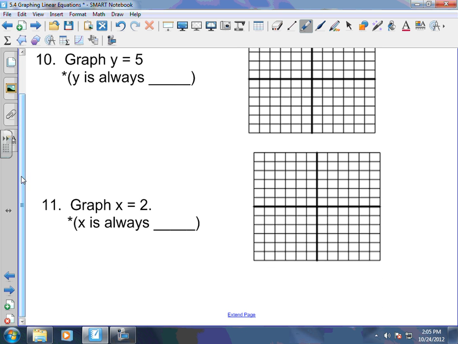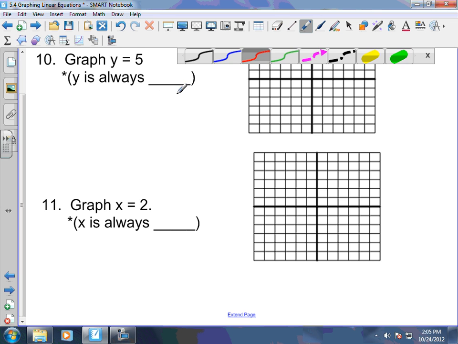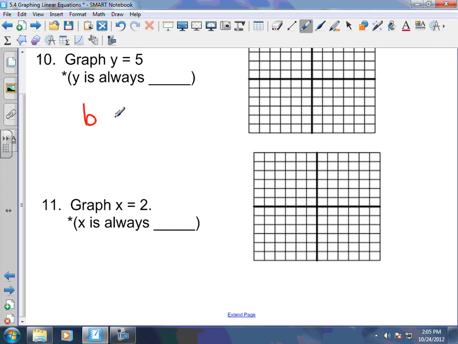Now I get to number 11. What are you laughing at? Number 11, x equals 2. Well, now you're going, oh, well, your slope is 0. No. Vertical line, my slope is undefined. What does that mean? Well, that means I have something like this. Y-intercept does not exist.